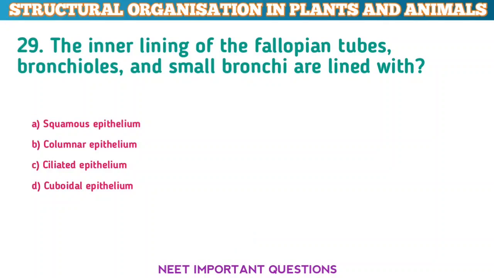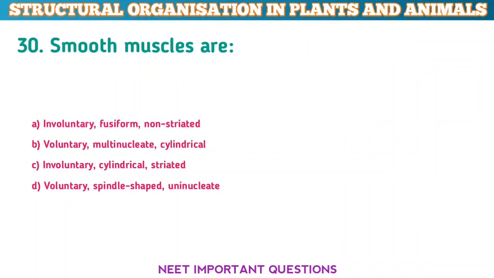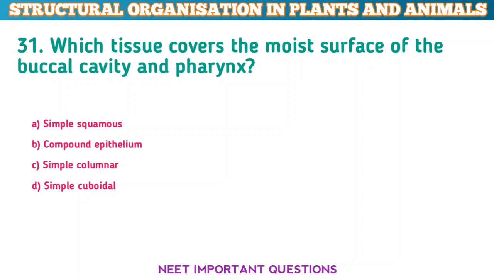29. The inner lining of the fallopian tubes, bronchioles, and small bronchi are lined with. Answer. C. Ciliated epithelium. 30. Smooth muscles are. Answer. A. Involuntary, fusiform, non-striated. 31. Which tissue covers the moist surface of the buccal cavity and pharynx? Answer. B. Compound epithelium.